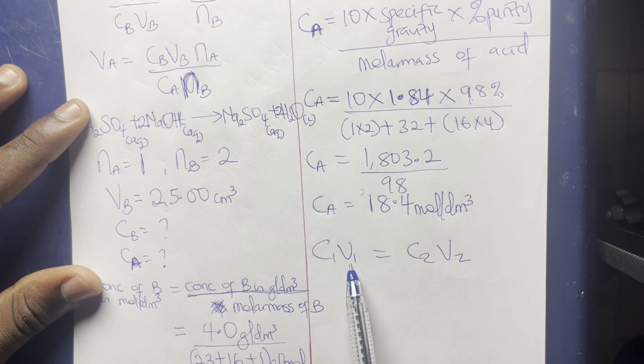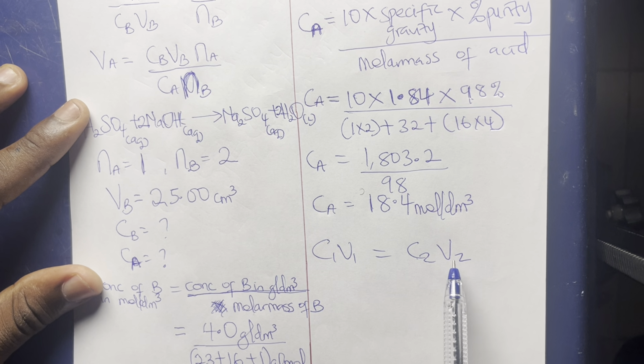Now this is the C1V1, which is equal to C2V2.